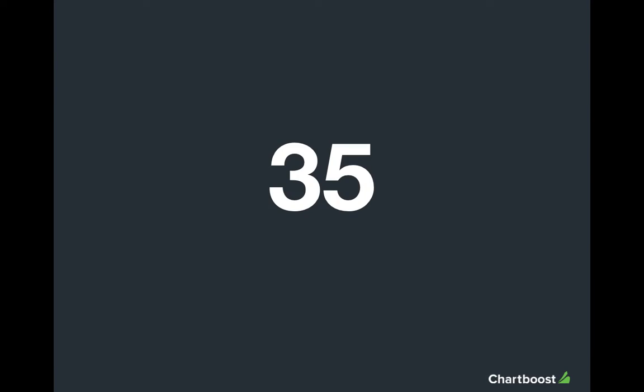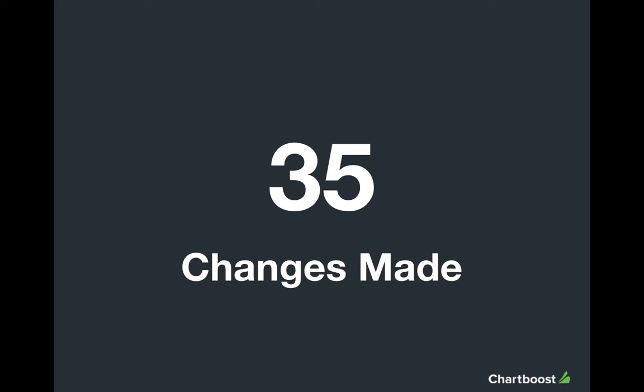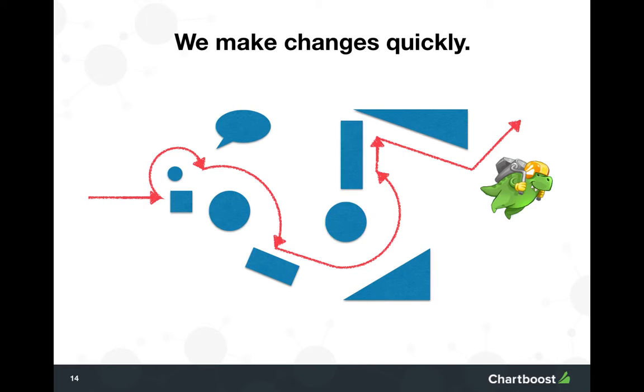Okay, 35. This number is an approximation. I think Caroline guessed it correctly. And it is the number of changes that we made based on user feedback and after all this testing. So the great thing about being able to make changes quickly is that you can just pivot.